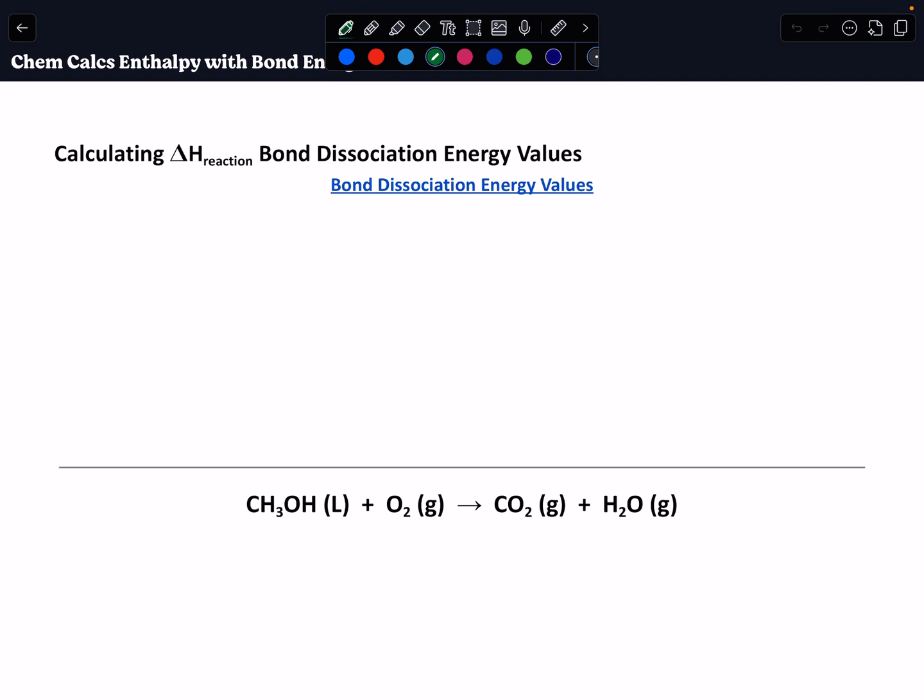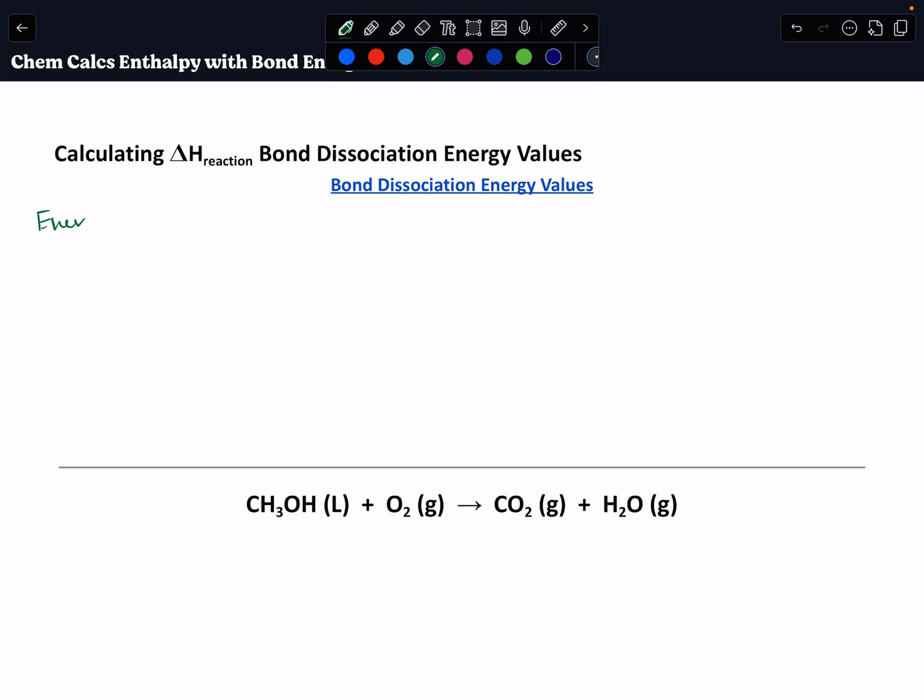We could use something in the lab. We can use a calorimeter to look at the energy exchange between that process and its surroundings. We could also use the energy values of the formation of certain substances and calculate it that way. Another way is to look at the energy required to break the bonds and compare that to the energy required to form bonds when we have a chemical process taking place. So that is what we're going to look at here.